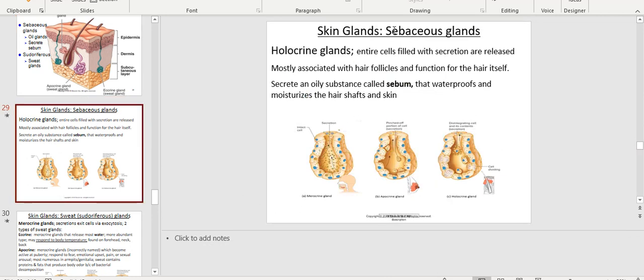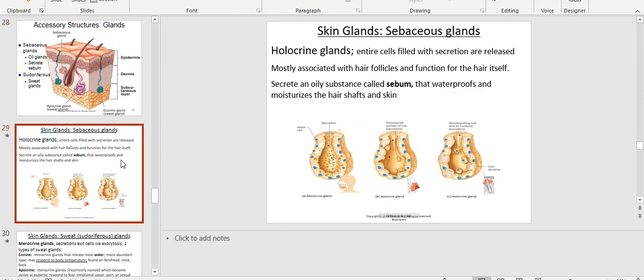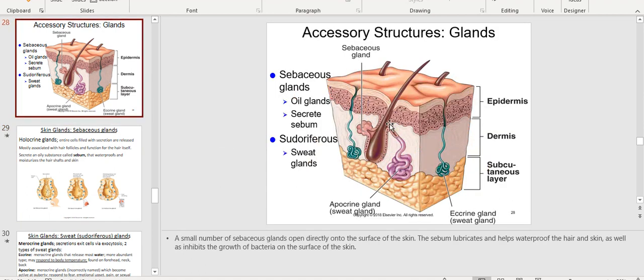So your sebaceous glands here, which are these ones, sebaceous glands, where did they go? Right here. Okay, so this is the sebaceous gland. Holocrine glands, where the entire cell is filled with a secretion, and they're released. So mostly associated there with the hair follicle and function of the hair itself. They secrete an oily substance, which probably some of you would know, sebum. Okay, it's waterproof, moisturizes the hair shaft and the skin. So that's what these guys here are. Those are your sebaceous glands, involved in moisturizing the skin and the hair.